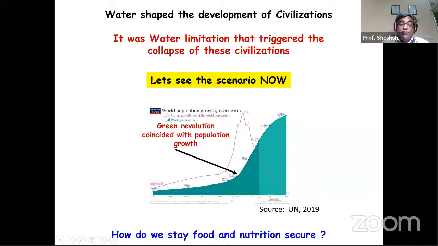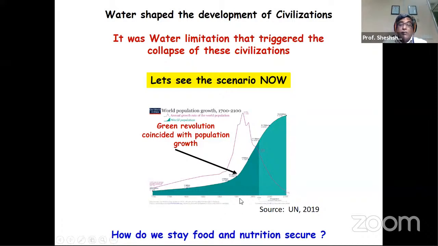Now, this particular graph, if you see here, coincides with the Green Revolution in the 1950s and 60s. There was a burst of human population, indicating that food was available and we could afford to have many children in the family. So the human population must have increased. I was actually feeling sad when I saw this, because this is when I was born, around the time when the growth rate was maximum.